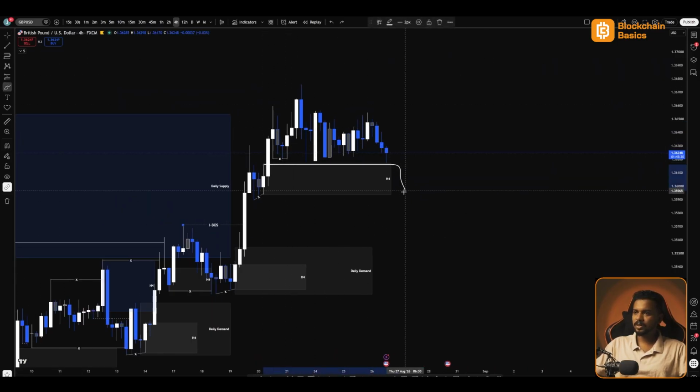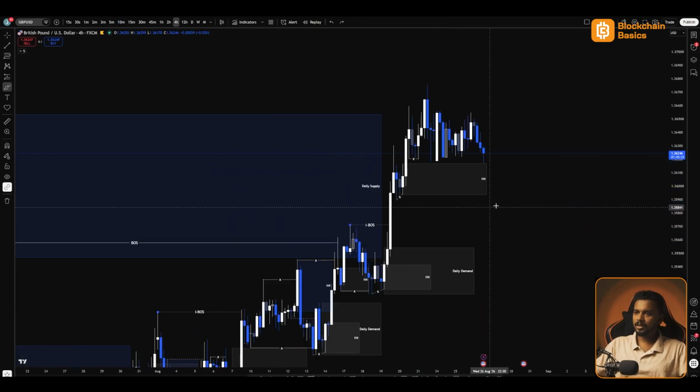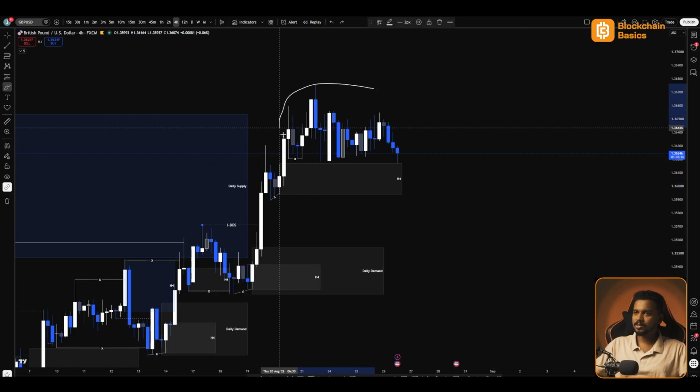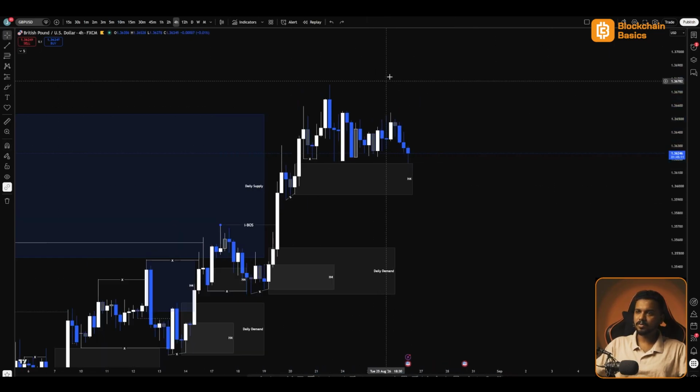Now this H4 demand over here is still valid demand. If price comes into this H4 demand, it could push price to the upside. That is one scenario. If it fails, we can just expect continuation towards the downside. So right now this is what I'm thinking. As of now, we are still stuck within this range over here. It's accumulating. So no new information on GU.